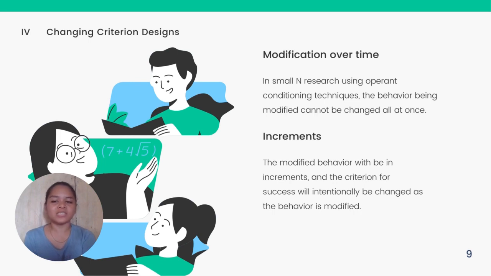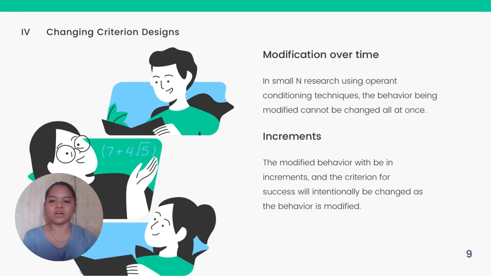In small N research, a baseline phase is first conducted to establish the level of the target behavior without an intervention. Then a treatment phase is initiated to modify the target behavior through reinforcement or punishment techniques. When using operant conditioning techniques, it may be necessary to adjust the reinforcement or punishment contingencies over time to maintain progress towards the desired behavior change. This allows also for adjustments to be made based on the participant's progress.